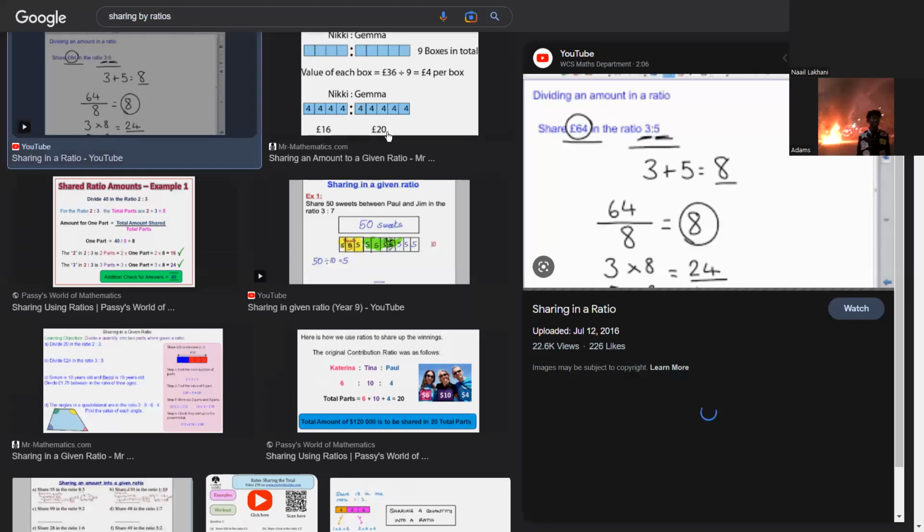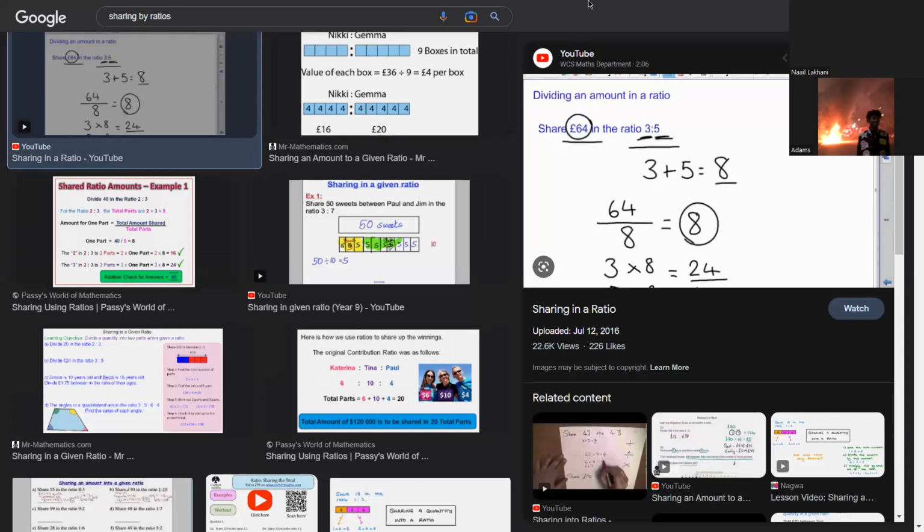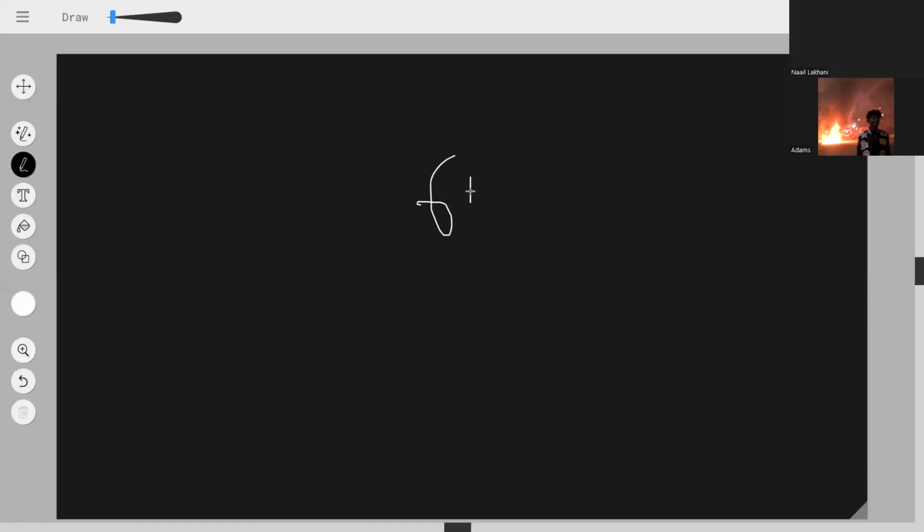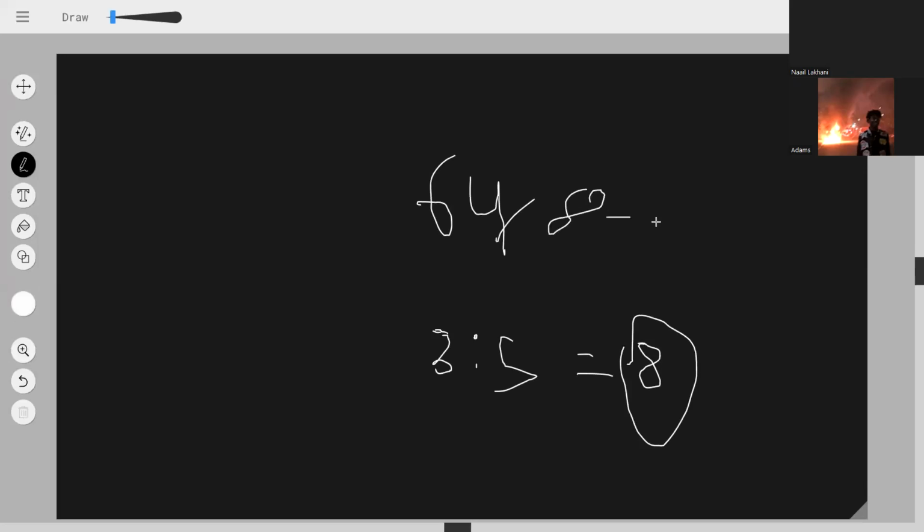Share 64 in the ratio of 3 to 5. So 64, we have to split this in the ratio of 3 to 5. So the first step to split these ratios, you first add 3 and 5, which will give you 8. Okay. Then you divide 64 by this number. So 64 divided by 8 is just 8. Now you have this number. Now you multiply 8 by 3, the first number here.